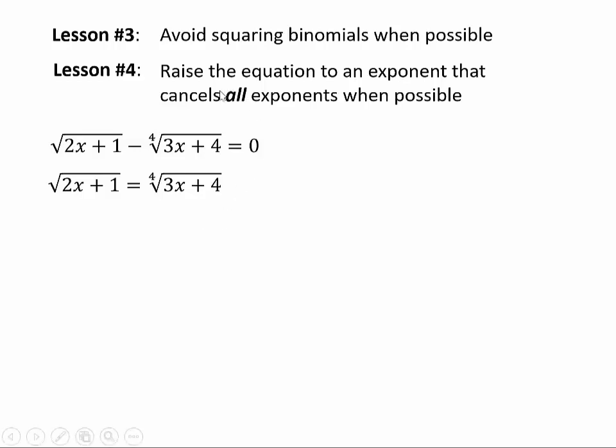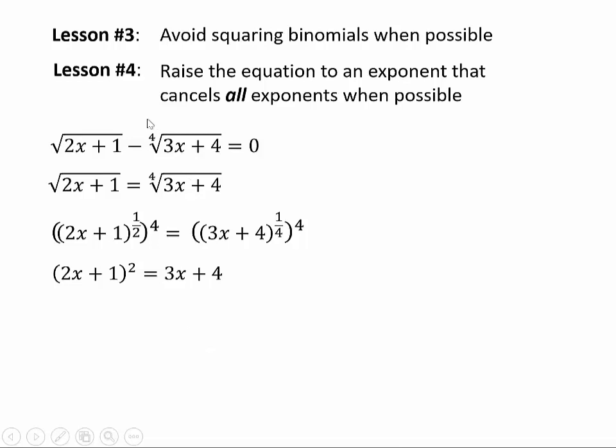And now the second part of this is to figure out, well, what exponent would cancel out an exponent of 1/2 and an exponent of 1/4? Well, we're not going to cancel the exponents completely, but we could avoid some fractions if we raise everything to the 4th power, because then this exponent over here will become 1, and this one will become 2, which I can work with.